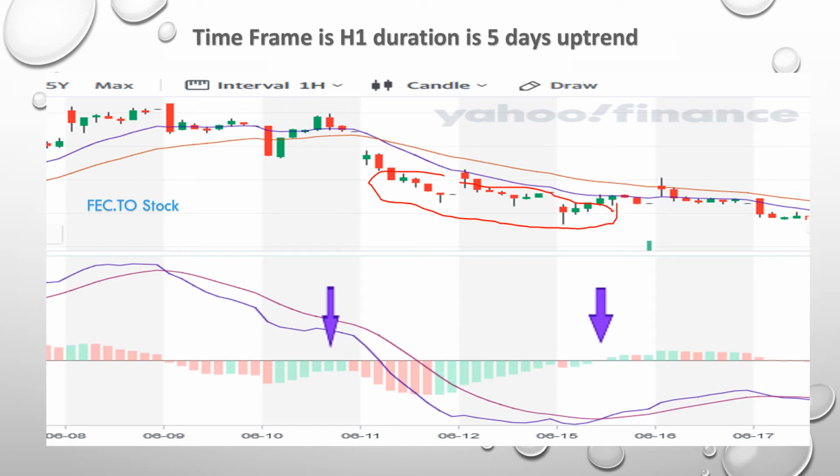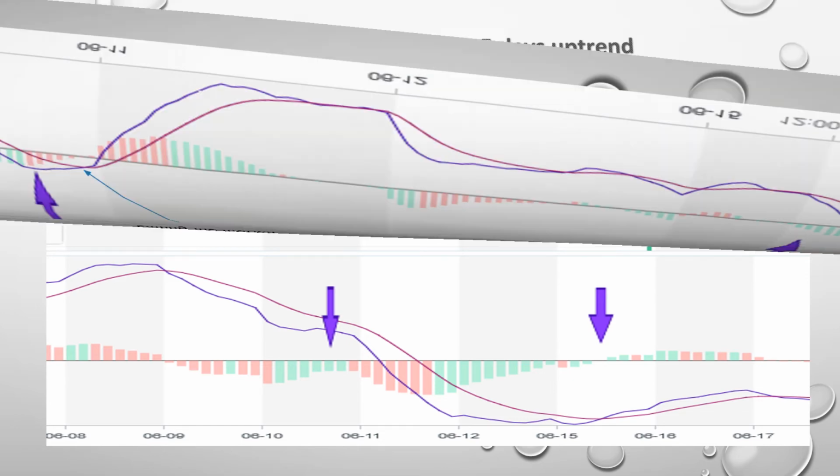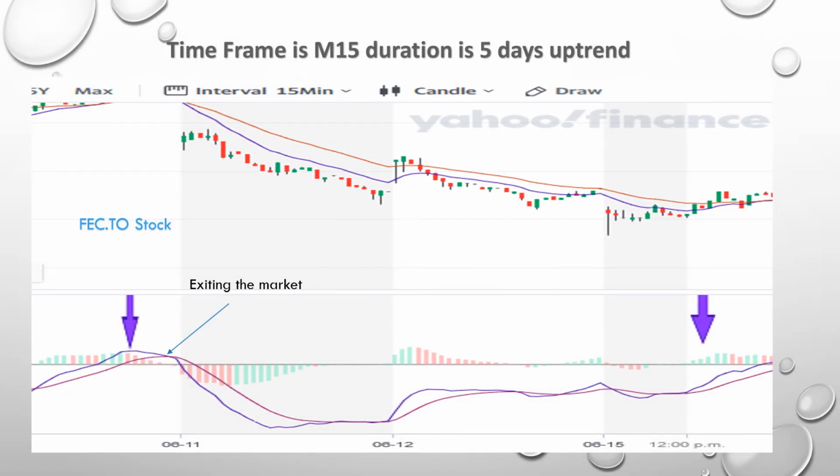To see when is the right time and position to exit the market, we have to go to a time frame one step lower, like M15. This is exactly the same chart as the previous one. The only difference is each candle represents 15 minutes of trading, since the time frame is M15. And the distance between two blue arrows is still 5 days trading apart.